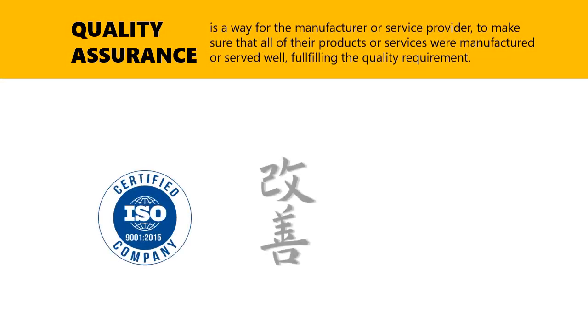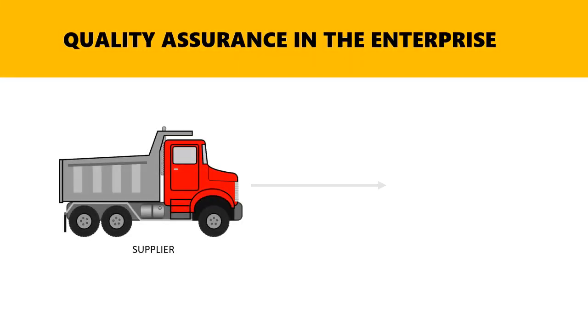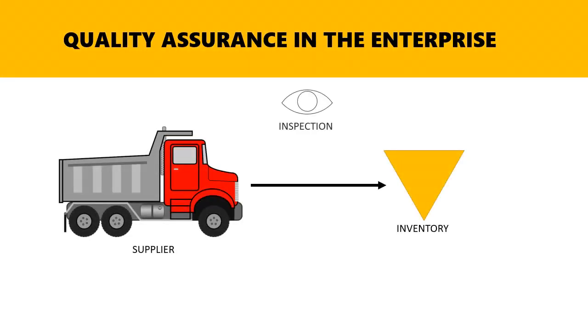Quality assurance is a way for the manufacturer or the service provider to make sure that all of their products or services are manufactured or served well, fulfilling the quality requirements. For example, ISO 9001, Kaizen, Poka-yoke, and so much more. The quality assurance in the enterprise is really simple. First, between the supplier and the inventory, there will be an inspection. When there is a defective product, it will be inspected and then sent back to the supplier.